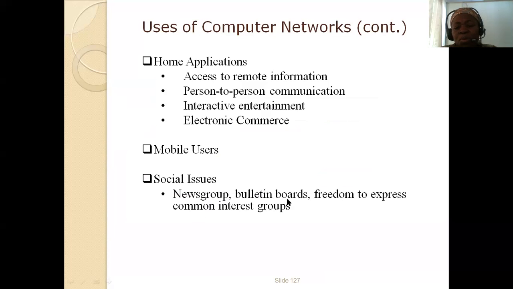We have newsgroups, bulletin boards, where you are free to express common interest groups. We all have other social media platforms. WhatsApp is there, and then we have several others, which all of you know even more than us. You have Instagram, Bobo. There are so many.